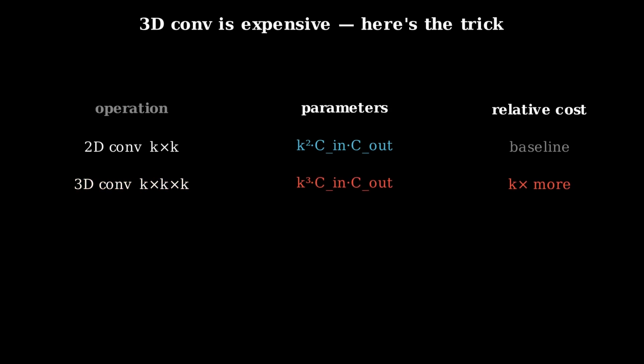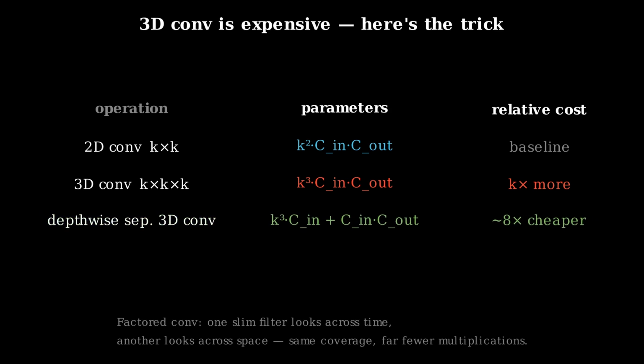A 2D filter has 9 values inside it. Add a third dimension and you have 27, and that multiplies by every input channel and every output channel you want. The trick: instead of one big cube, use 2 slim filters back to back, one that looks across time, one that looks across space. You get almost the same accuracy at about 1/8 of the cost.